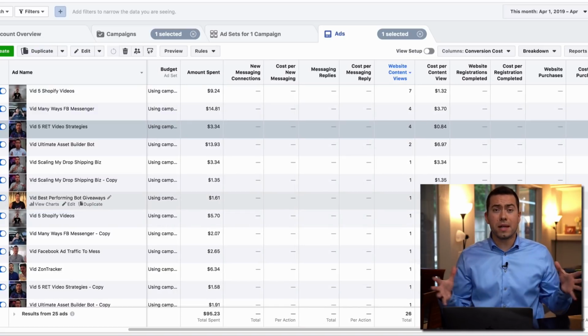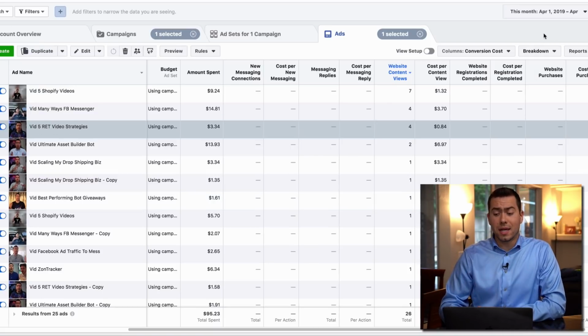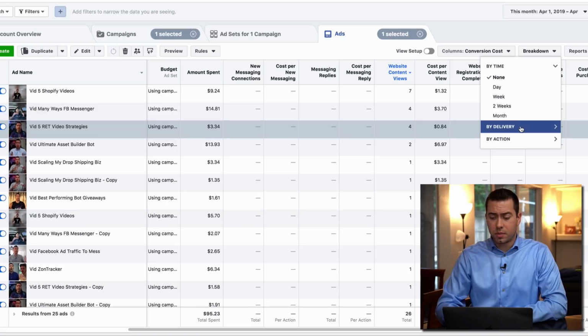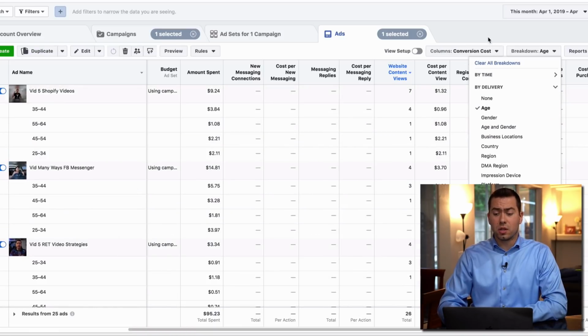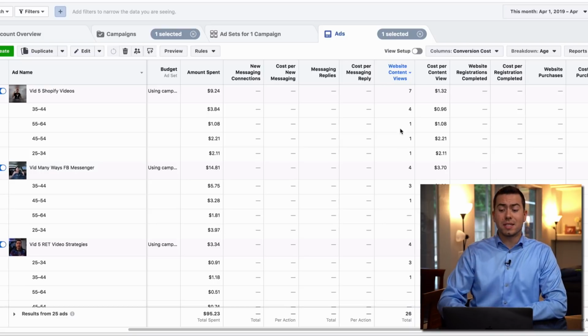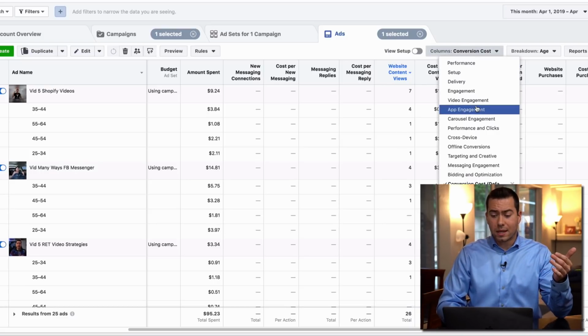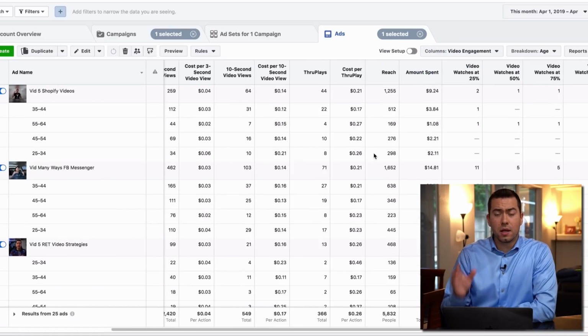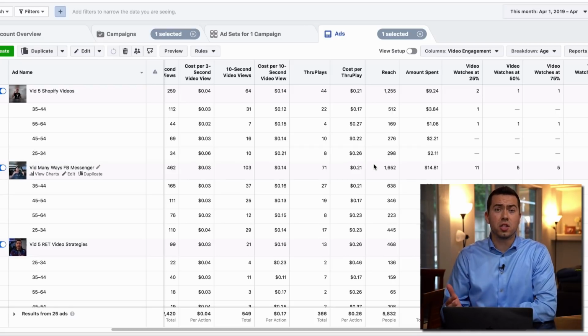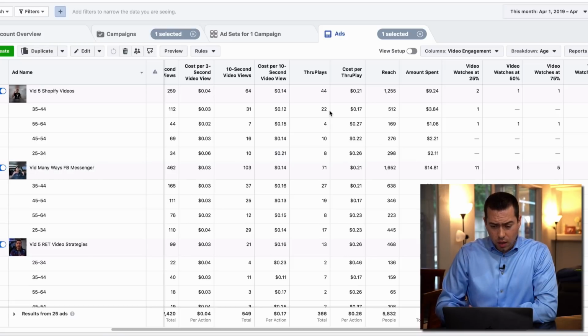So now that we have all the different metrics, then you can determine how you want to actually judge those metrics. So I'm talking about the breakdowns now of the age, gender, and placement. So if we go into the breakdowns tab, we come to by delivery, and then we go to age. Now it's going to break down each ad and the different stats that we're looking at by age. So if we go back to video engagement, we can see here that that ad that had a good amount of content views and also that ad had a pretty high click-through rate, we can see what age is most responding with that ad. And so if we look through here, we got 22 through plays for the 35 to 44 age range. And then we have 10 through plays for the 45 to 54.